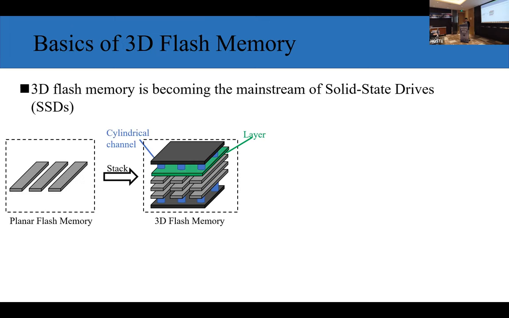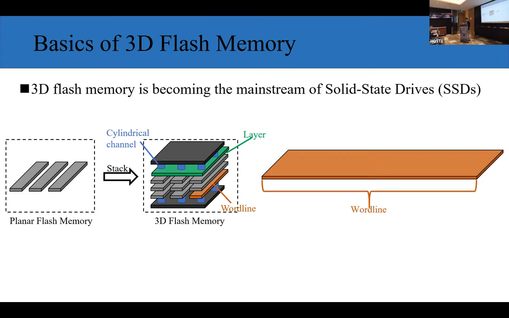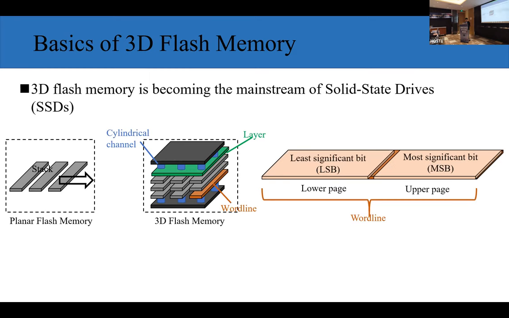For each layer, there are multiple word lines. Each word line contains multiple pages. For example, two flash pages for MLC flash or three flash pages for TLC flash. We use MLC as an example in this presentation. The two pages in one word line are called the upper page and lower page, which are made up of MSB and LSB respectively.